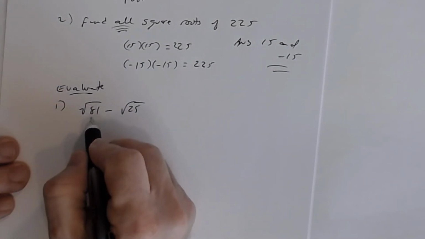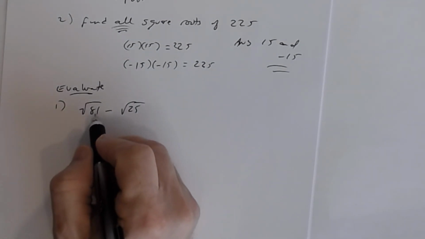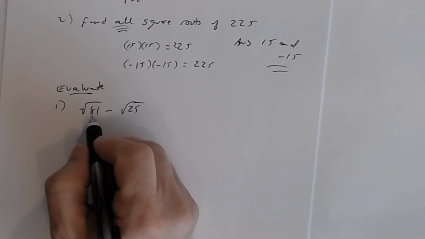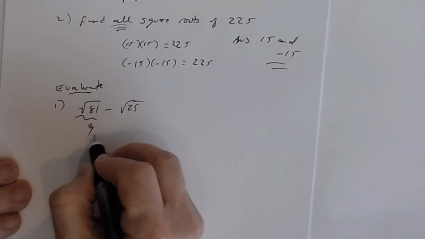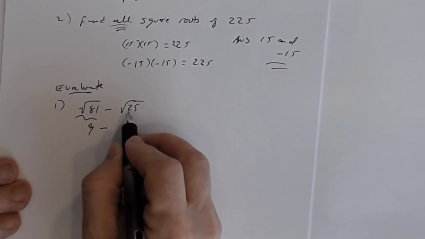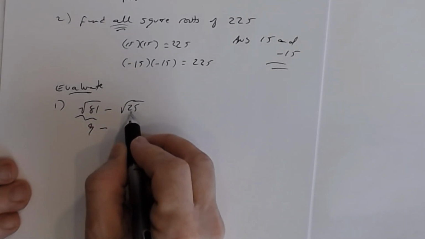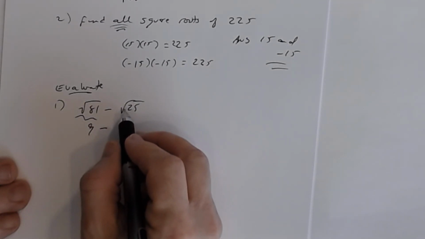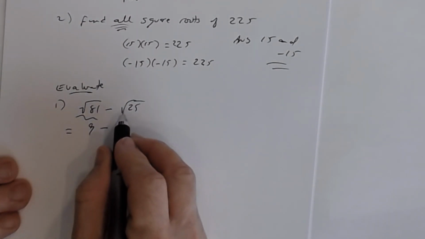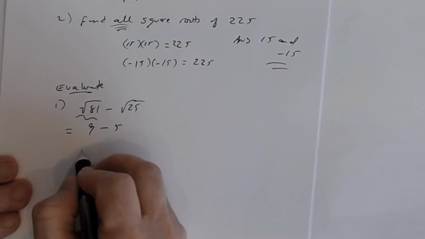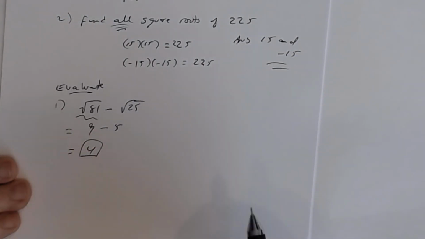Well, the square root of 81, 81 is a perfect square. We talked about perfect squares a while ago. So that means that 9 times 9 is 81. So this is just 9 minus the square root of 25. Well, 25 is a perfect square, and so therefore the square root of 25 is 5. And so the answer, 9 minus 5, is 4. So the answer is 4.